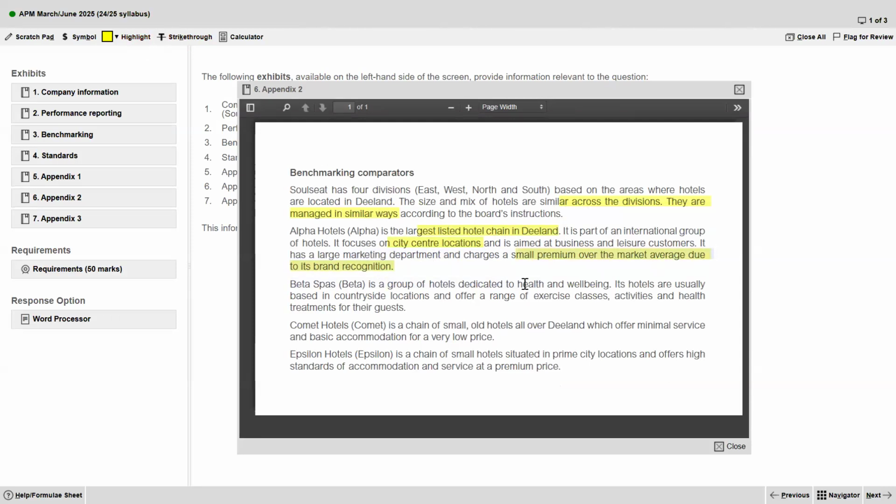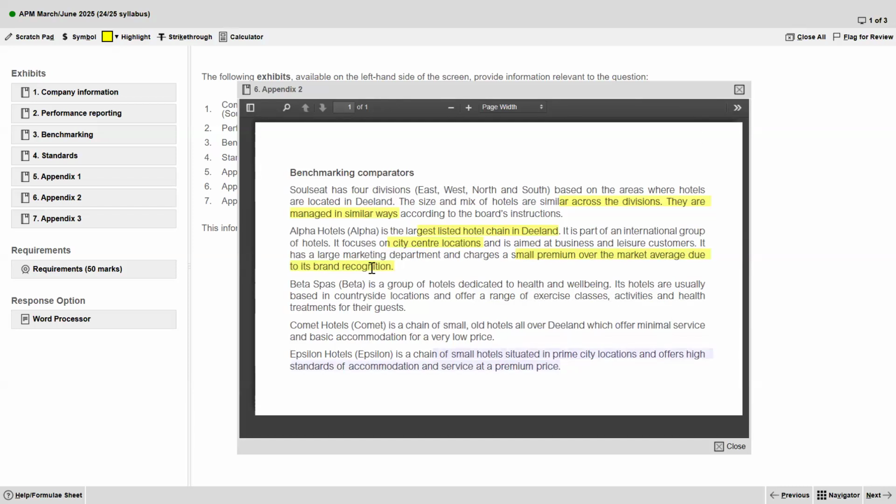Beta Spas is a group of hotels devoted to health and well-being. Its hotels are usually based in countryside locations and offer a range of exercise classes, etc. Comet Hotels is a small chain of old hotels all over D-Land, which offer minimal service. Epsilon is a chain of small hotels situated in prime city locations and offers high standards.